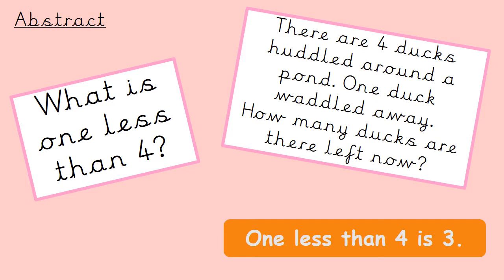So for the same calculation again, I've written some abstract questions. So here's an example of an abstract question. What is 1 less than 4? There are 4 ducks huddled around a pond. 1 duck waddled away. How many ducks are there left now? So when we're looking at abstract problems, they might simply be a question, so you have to use what knowledge you have in your brain to work it out, or it might be more of a word problem.